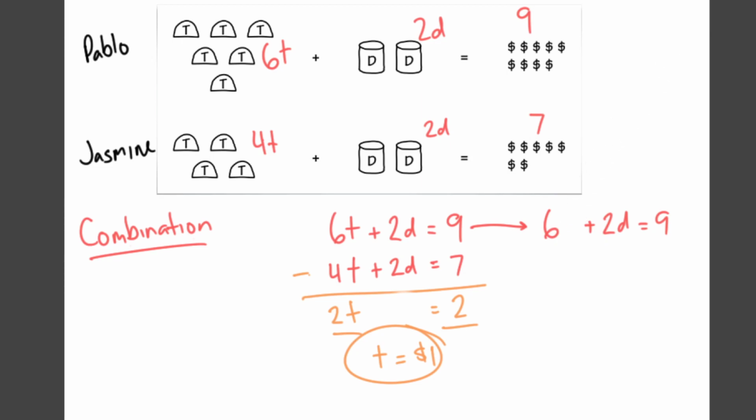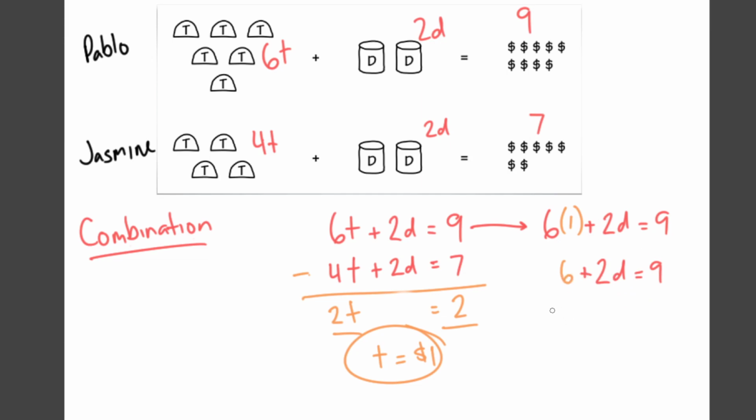So instead of T, this is now going to be 1. 6 multiplied by 1 gives me 6, plus my 2 drinks is equal to 9. Notice once again, we no longer have the variable T. We only have the variable D, which means now we can solve for D, which is perfect. We want to know how much those drinks cost. 6 plus 2D is equal to 9.